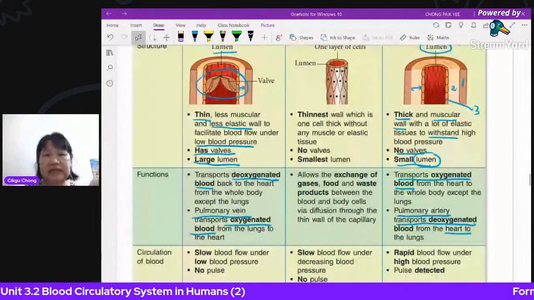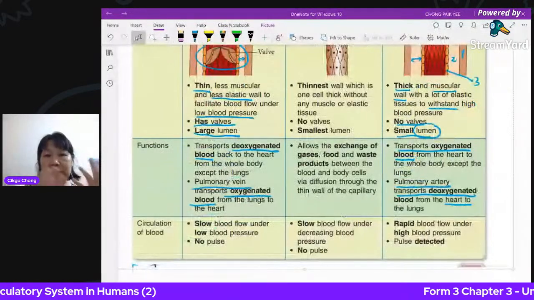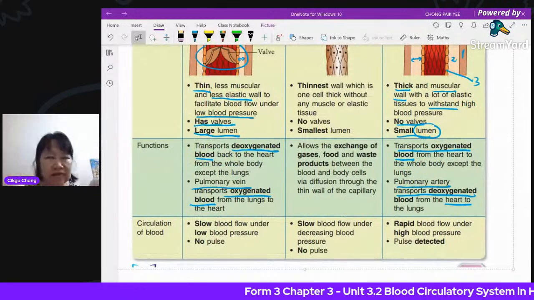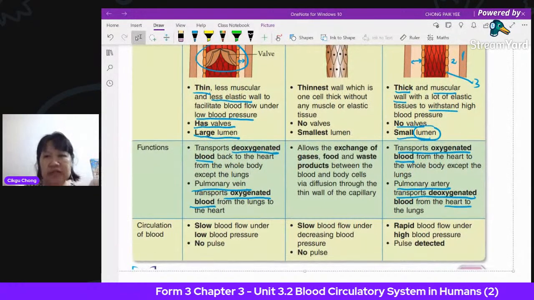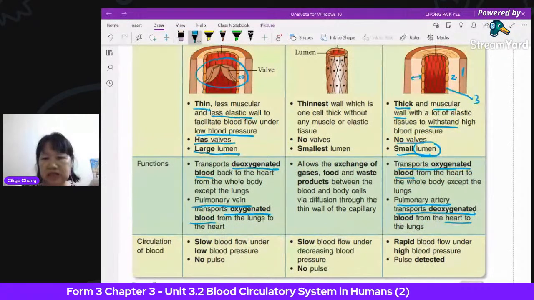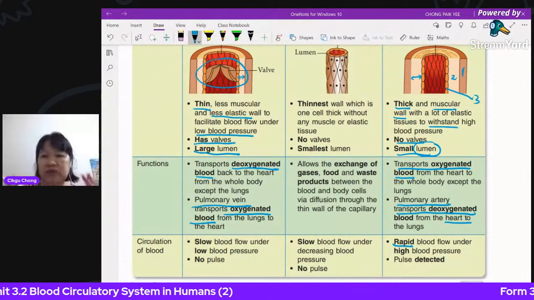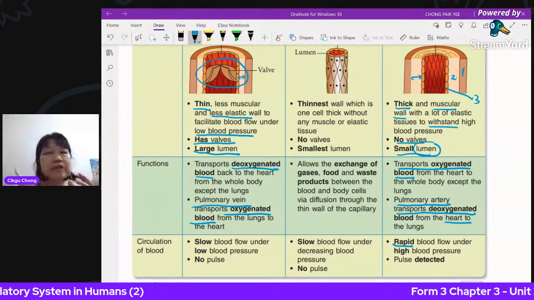Now, what about the blood that's inside the two blood vessels? Which one is fast? Which one is slow? Let's look at the artery first. The artery is fast. Rapid means fast. The blood is flowing very fast because it's high pressure.